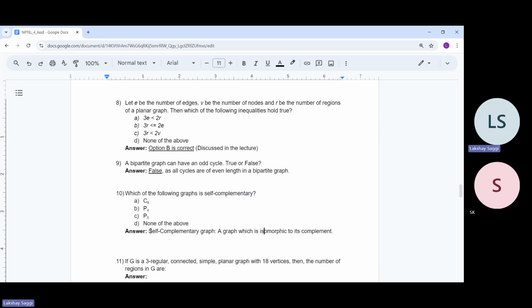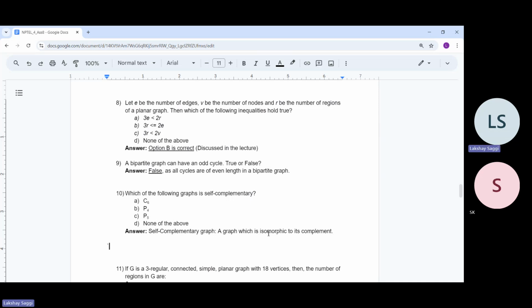But note that if you change the labels of the vertices of the complementary graph, then one might get confused whether a graph is self-complementary or not. And that's why, to unify the labelings, we say that it is actually isomorphic. So this is a more formal definition: a graph which is isomorphic to its complement is called a self-complementary graph.